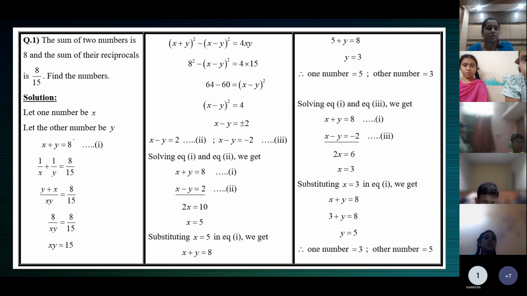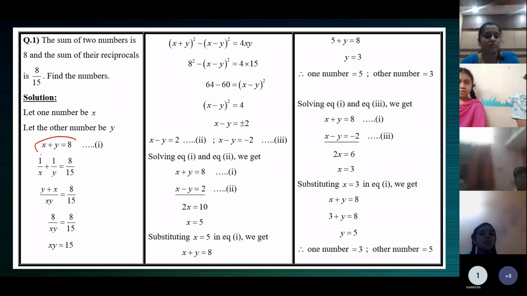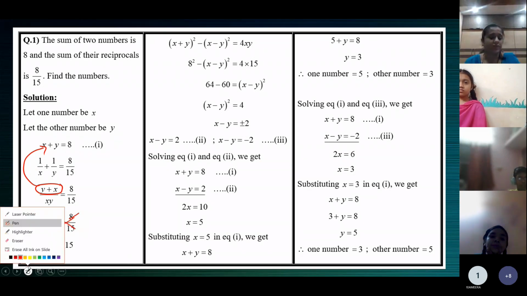So the sum of two numbers is 8, and the sum of their reciprocals is 8 by 15. I was telling you in the last class that when you take the LCM, you get y plus x in the numerator. You need to substitute that with 8 because x plus y is 8. So you get 8 by xy is equal to 8 by 15. 8 cancels, and on cross multiplying, you get xy is equal to 15.